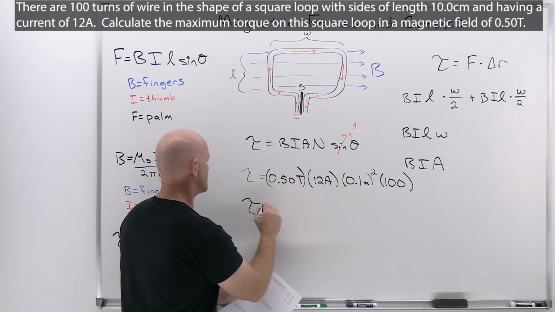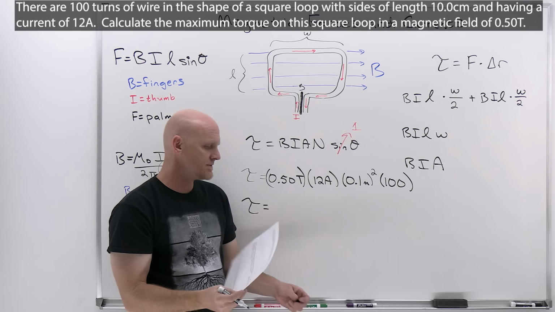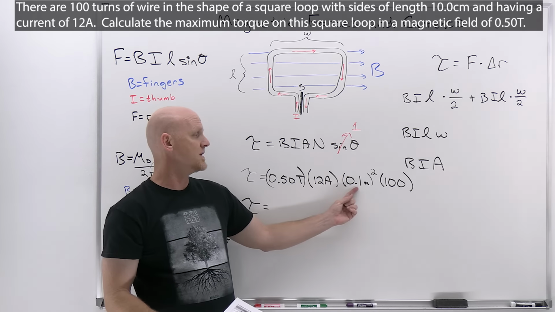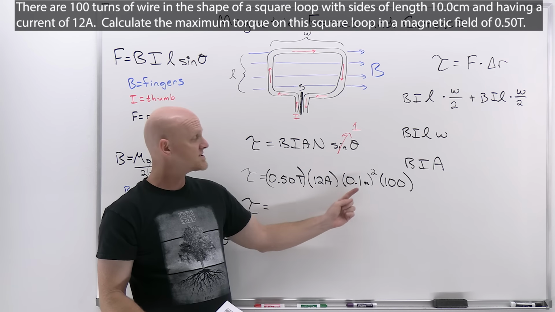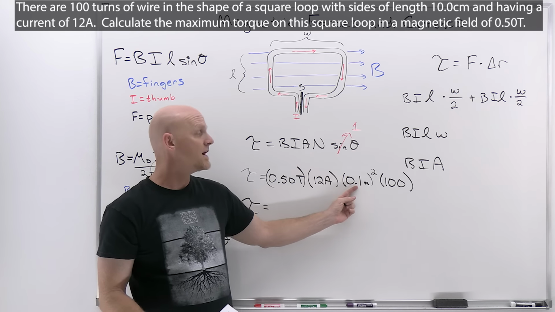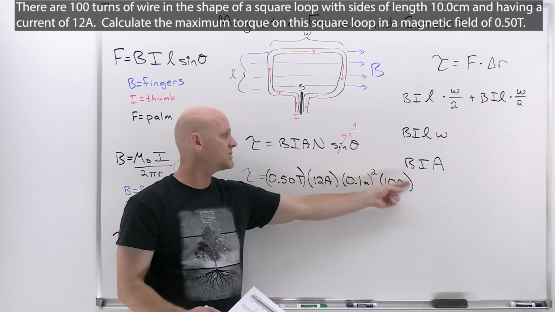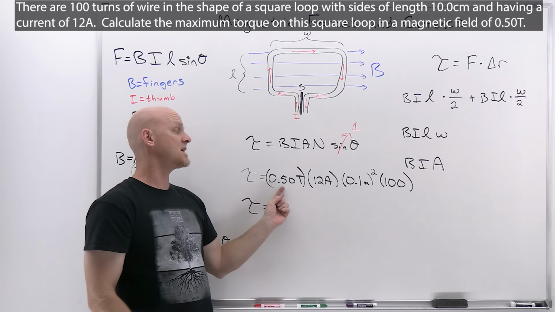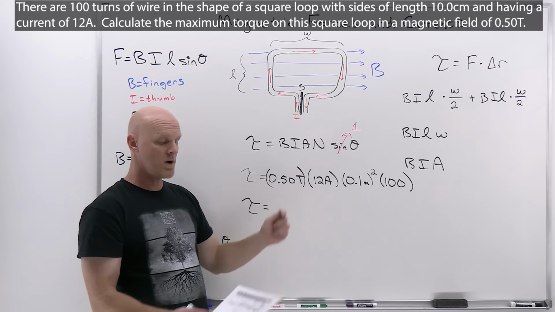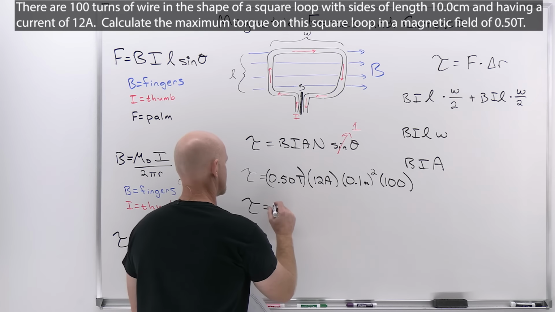And you can probably do this in your head. You could definitely let your calculator do the heavy lifting for you, but I made the math easy. So it turns out that 0.1 squared, this is 1/10 squared is 1/100th, and 1/100th times 100 is 1. These two terms cancel each other out. And you're really just left with 1/2 times 12, which comes out to 6.